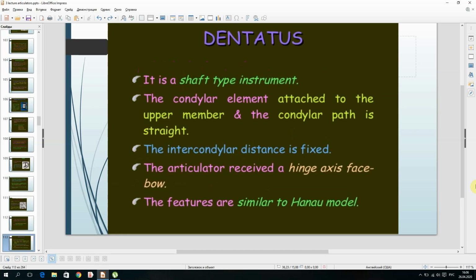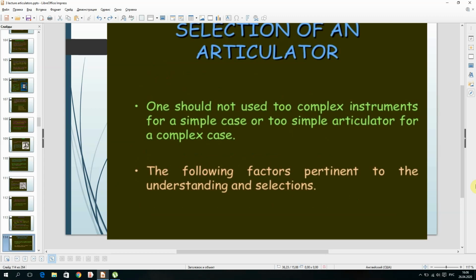Dentatus. It's a shaft-type instrument. The condylar element is attached to the upper member and the condylar path is straight. The intercondylar distance is fixed. The articulator receives an arcon angle axis face bow. The features are similar to a newer model.